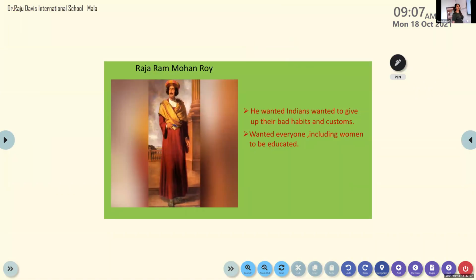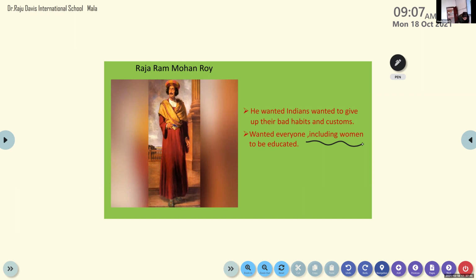Raja Ram Mohan Roy. Please note it down, children. He is an important person who struggled to reform the Indian society during that time. He wanted Indians to give up their bad habits and customs. Many bad habits and customs existed in Indian society. So he wanted the Indians to give up all these existing customs and practices. And also he wanted everyone, including women, to be educated.